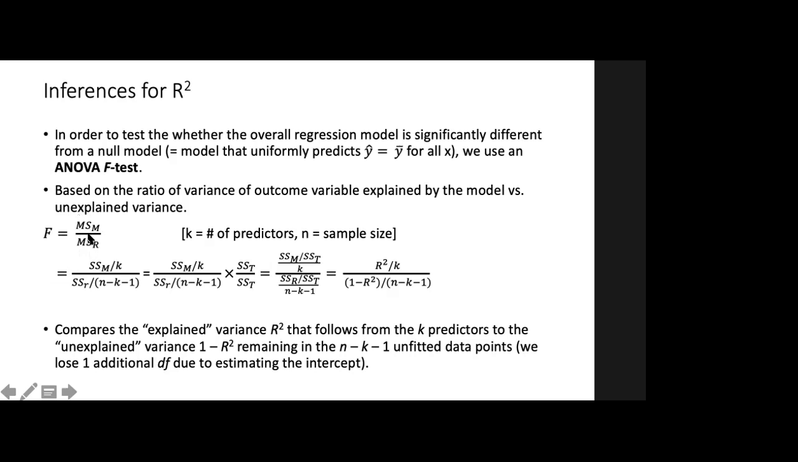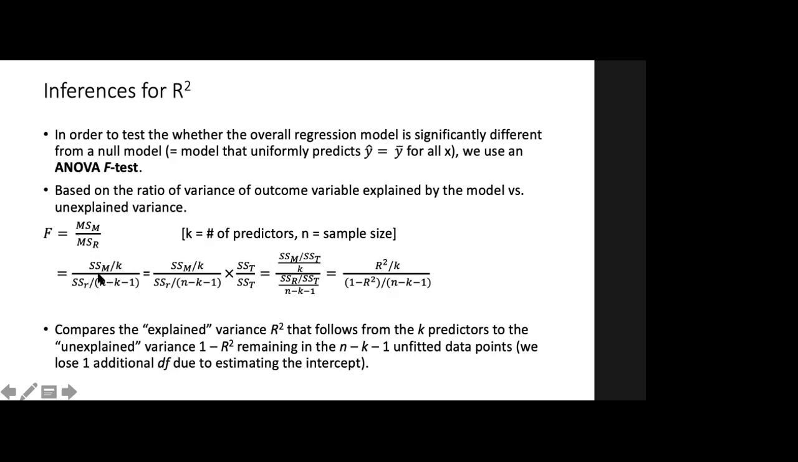That's the residual variability. So the mean sum of squares of the model is the sum of squares of the model divided by its degrees of freedom, and the degrees of freedom are the number of our predictors. The mean sum of squares for our residuals is nothing but the sum of squares for the residuals divided by the degrees of freedom of the residuals.